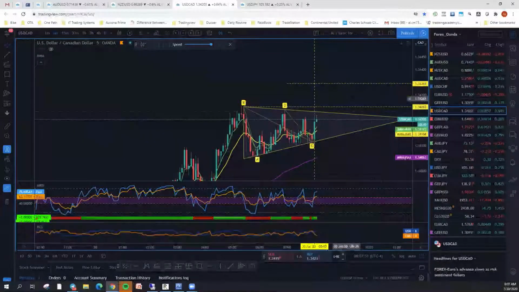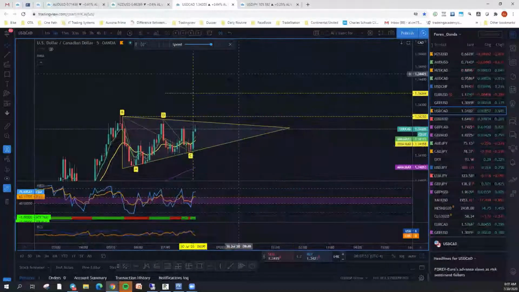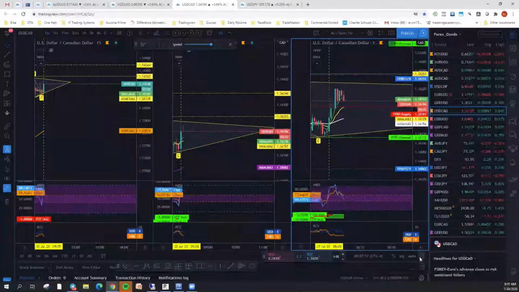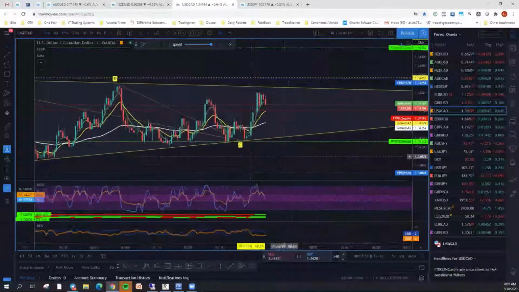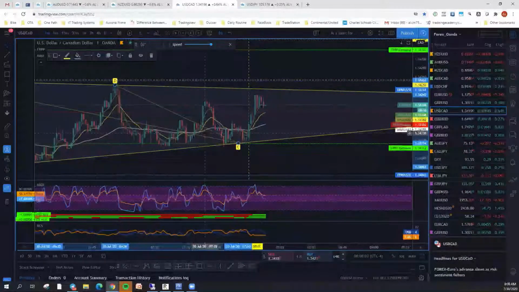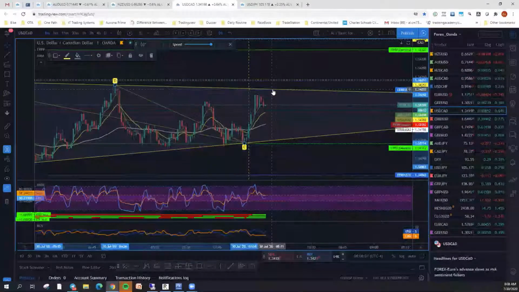Dollar is showing strength. Let's tuck it again on my 1 minute chart and fine tune everything. Tuck this in as close as I can. And we're going to wait for the break to the upside.